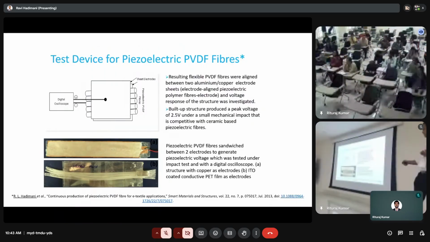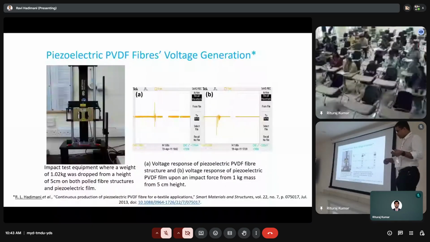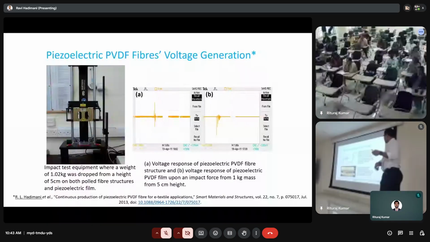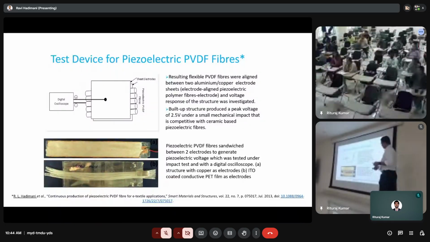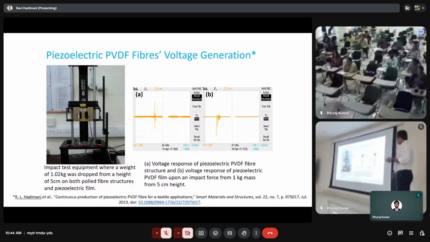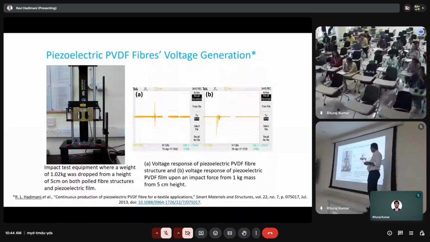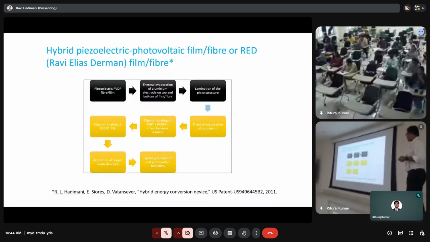So we also had to test its voltage generation ability, which we did by making a structure like this. This is a copper electrode on top, and we align the fibers like this. And this is a transparent electrode. It's called ITO, indium tin oxide electrode, that is transparent. So we used both of them and measured the voltage after dropping a certain amount, and it gave good voltage. So that's the characterization.